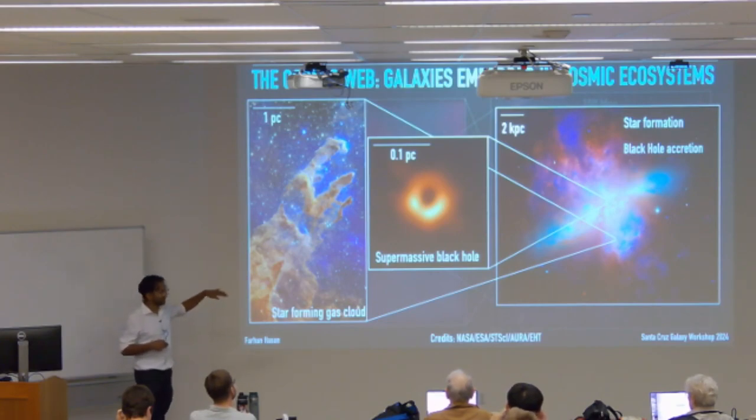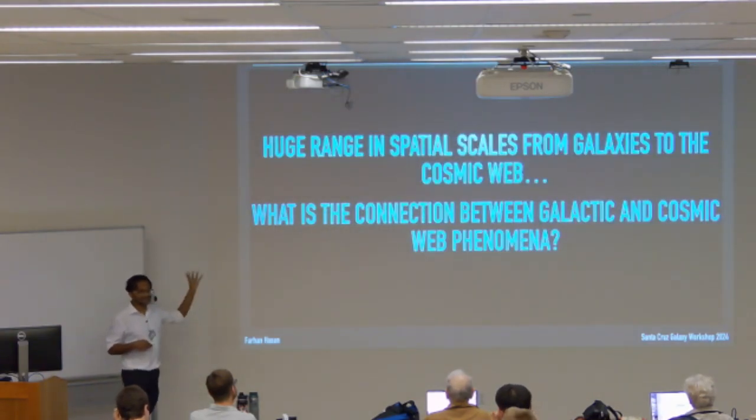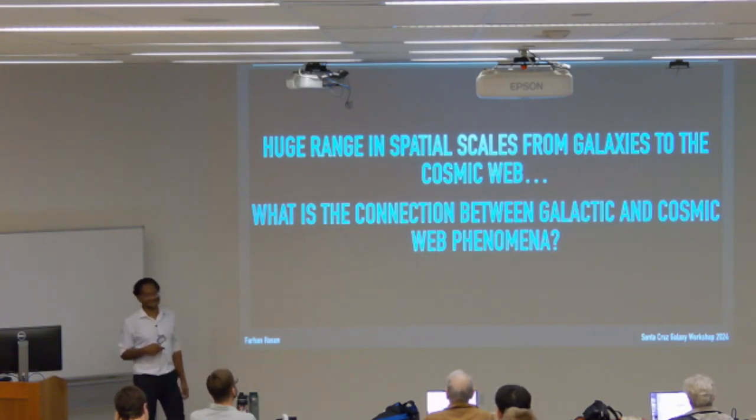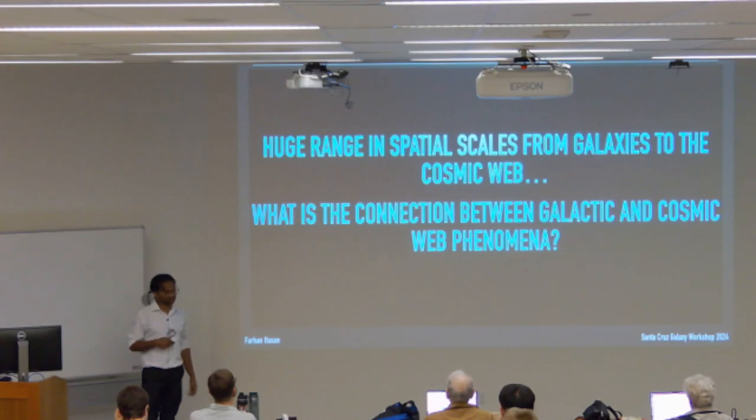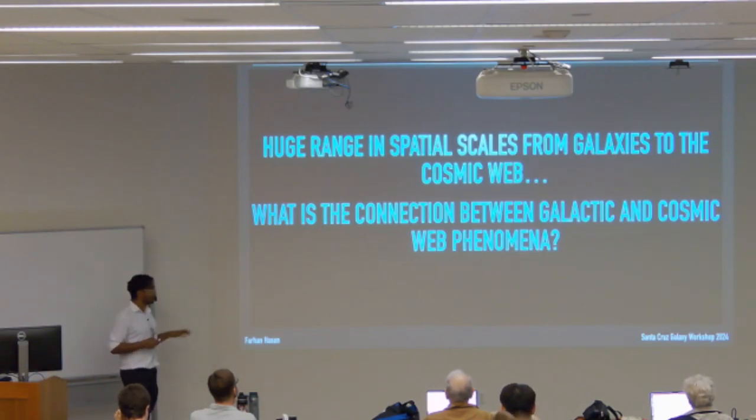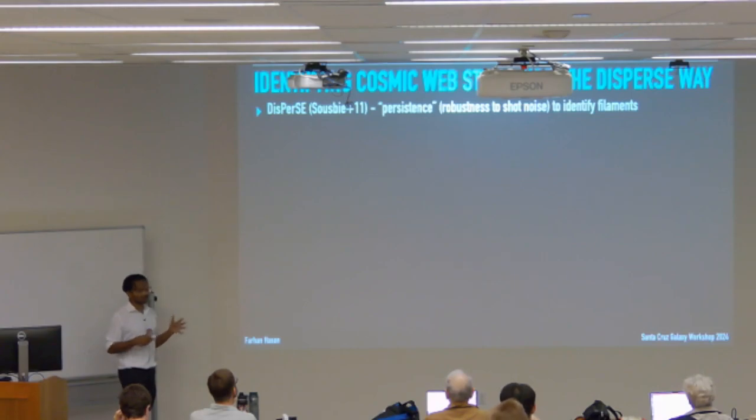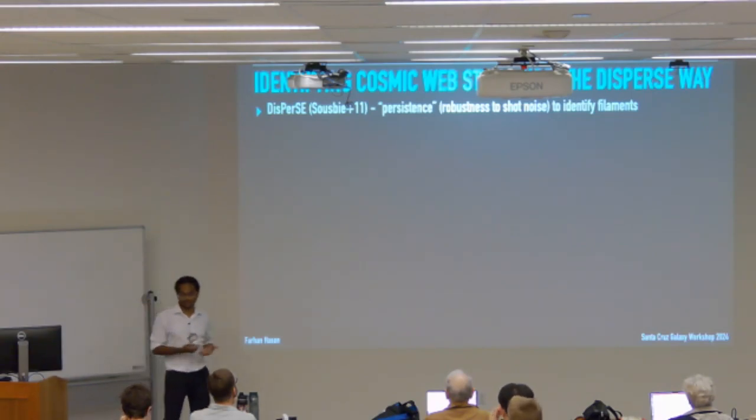So clearly, there's a huge range of spatial scales, right? Many orders of magnitude between galaxies and the cosmic web. So it's only natural to wonder what the connection is between the cosmic web and the phenomena of galaxy formation, such as star formation and angular momentum acquisition, things like that, happening at much smaller scales. Okay, so to understand this connection, you have to first properly identify the cosmic web.